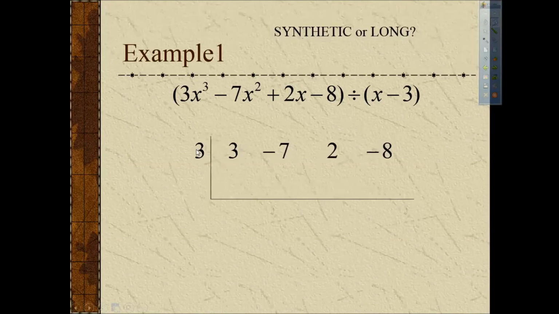Outside of my little framework, I put a 3. Inside of the framework, I put 3, negative 7, 2, and negative 8. Those are the coefficients from this polynomial. Now we're going to do our add multiply process.